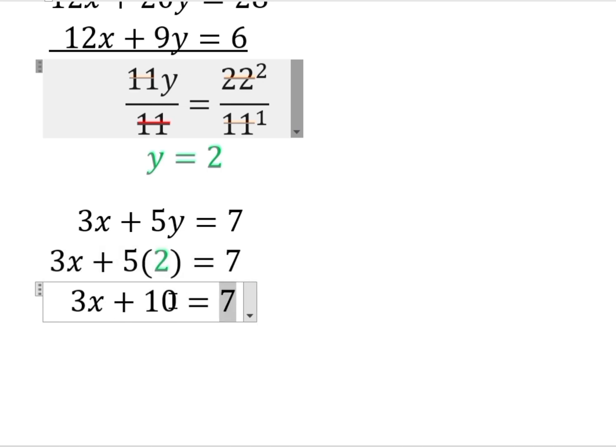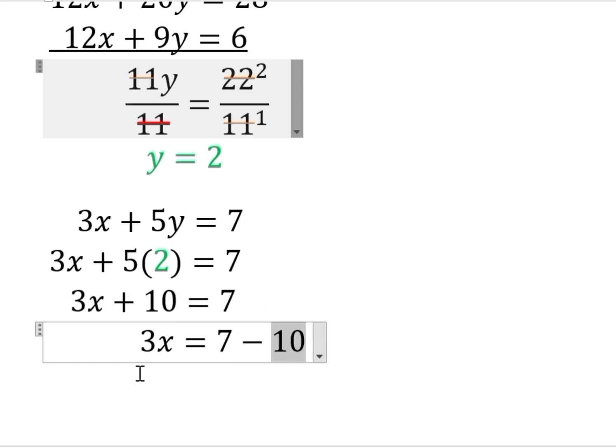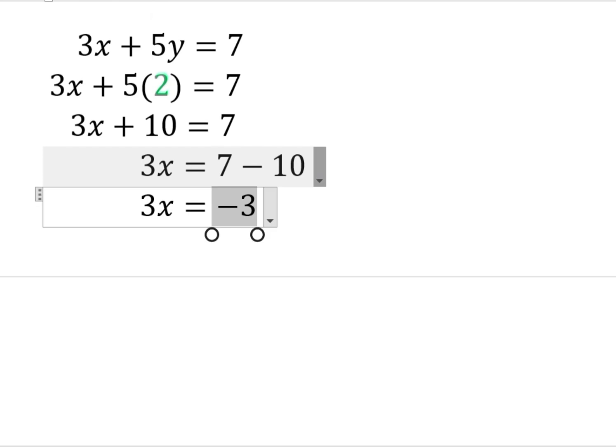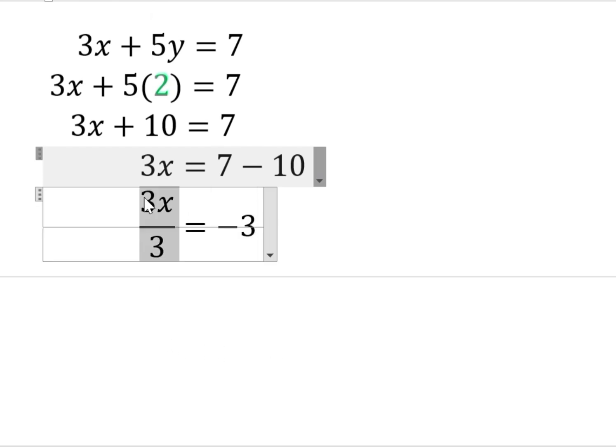Take this 10 across the equal sign, we remain with 3x here, so we shall have 3x being equal to this 7. And then when we take positive 10 across the equal sign, we change it to negative 10, such that 3x is now equal to 7 minus 10 gives us negative 3. For us to get x, divide both sides by the coefficient of x, which is 3. So we divide here by 3, divide here by 3.